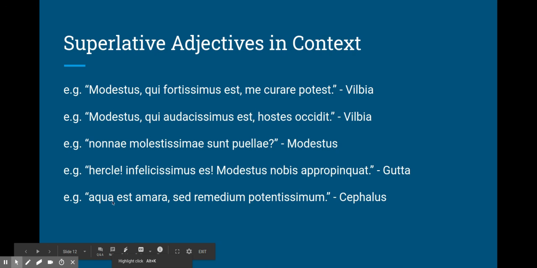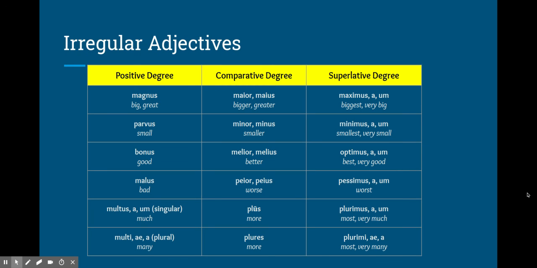And then some superlative adjectives in context for you. Fortissimus, which would be strongest. Audacissimus, which is boldest. Molestissimus, most troublesome. Infelikissimus, most unlucky. Finally, there are some irregulars that I'd like for you to note in your notebook so that you know that they don't pertain.